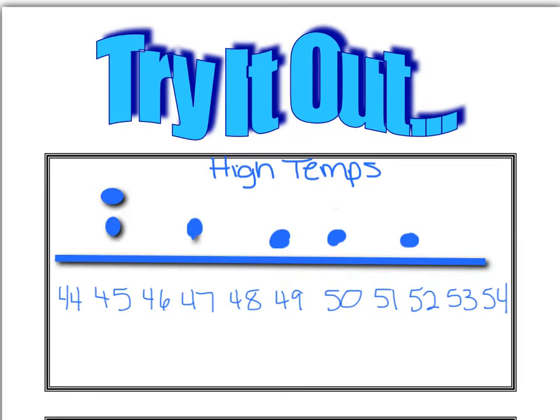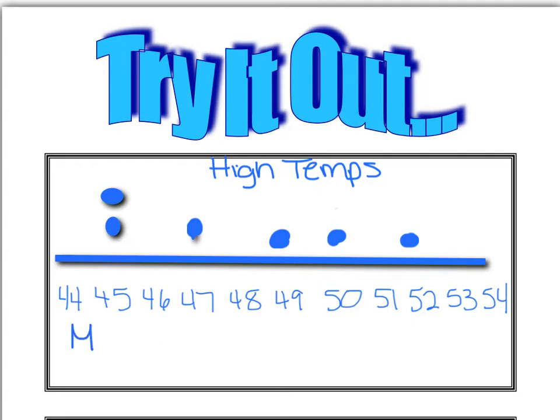You can also find the mean by looking at data on a dot plot, and you can also calculate your mean. On a dot plot, you can see that we have 2 pieces of data that are 45 degrees for the high temperature. 47 is 1, 49, 50, and 52. Let's add those up and see what we get for our sum and then our mean.